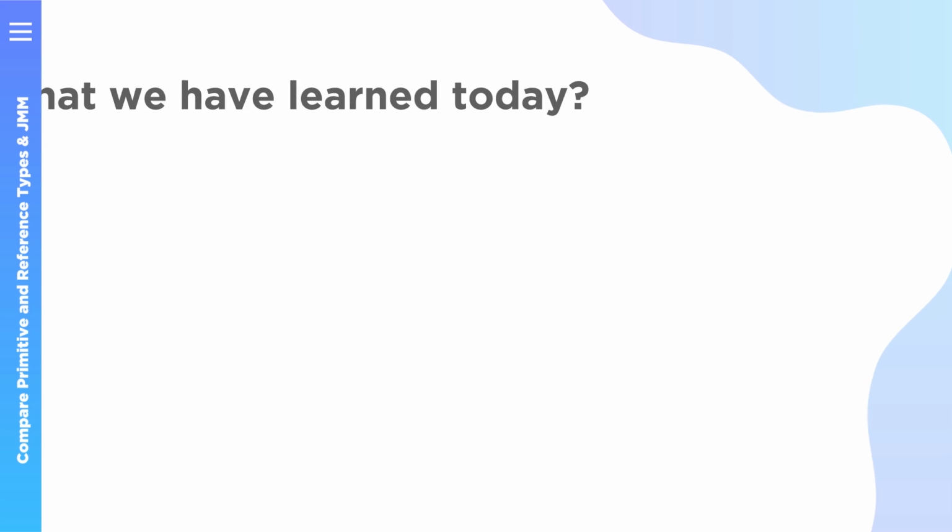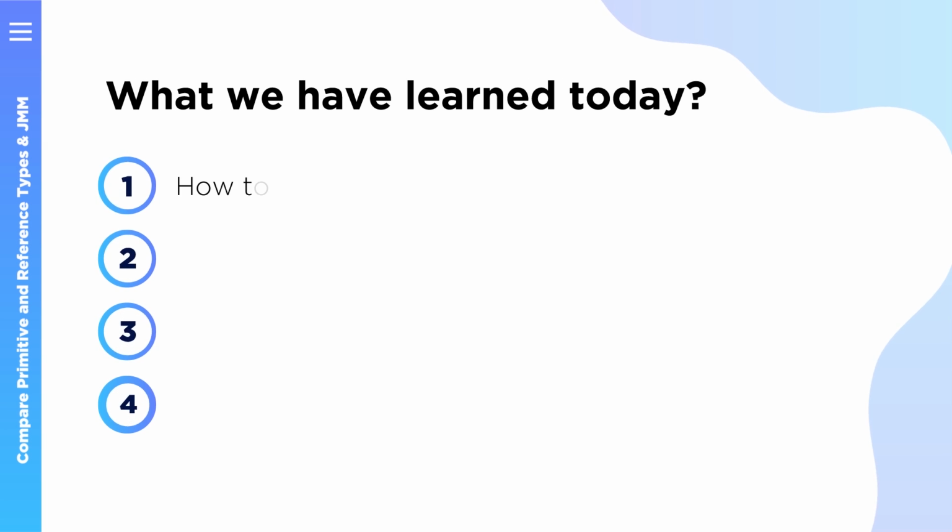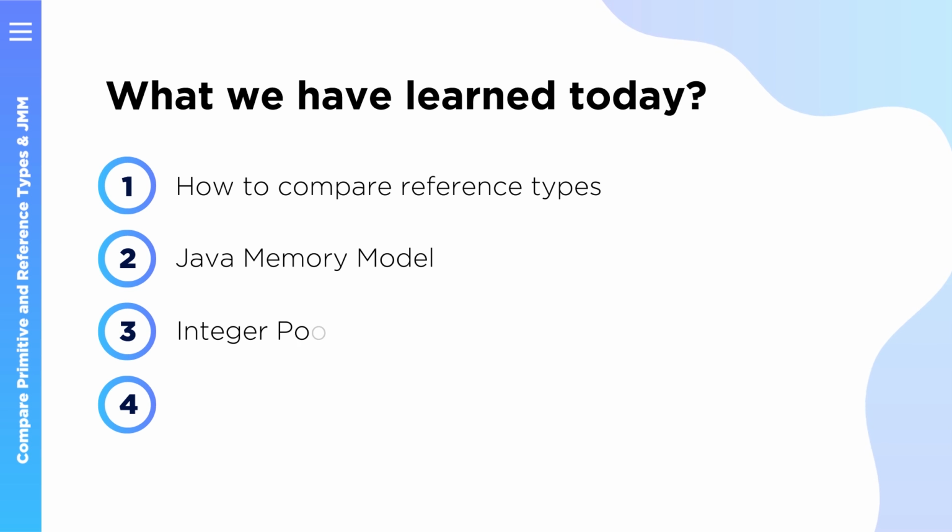Let's recap what we have learned today. Today we learned how to compare reference types, what the Java memory model looks like, what the integer pool is, and how we can use the equals method.